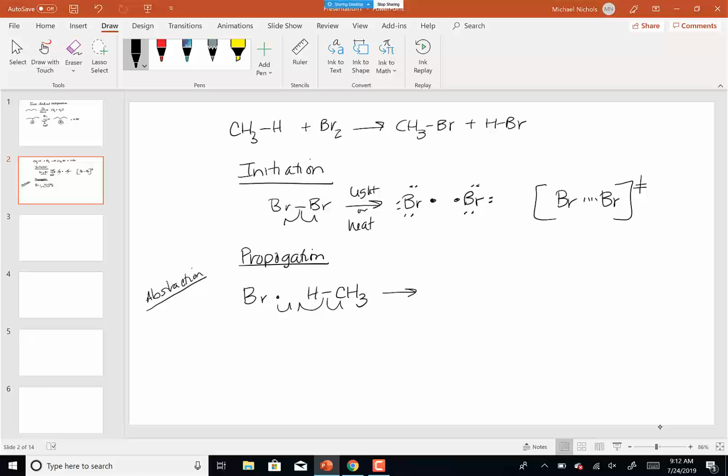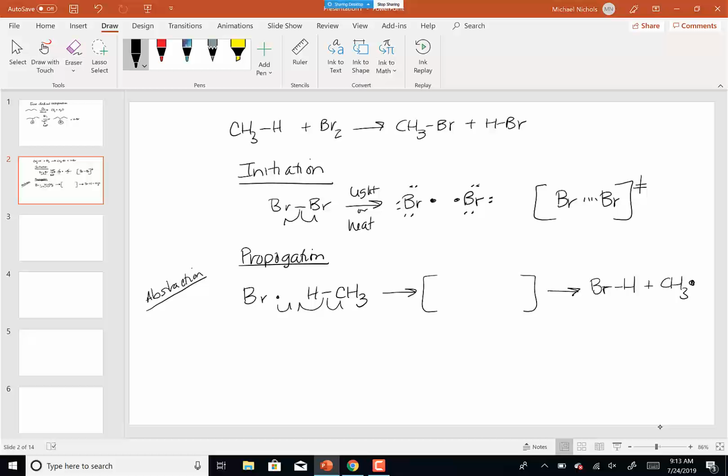I'm going to go through a transition state. And on the other side, I'm going to form the hydrogen-bromine bond and a CH3 dot. So the H is going to become an H dot, pair up with the Br dot to form HBr. And then the CH3 is going to get its unpaired electron to form the radical.